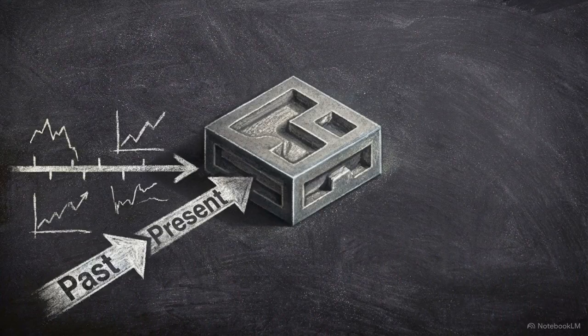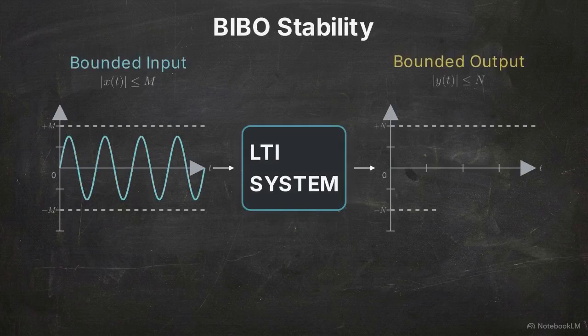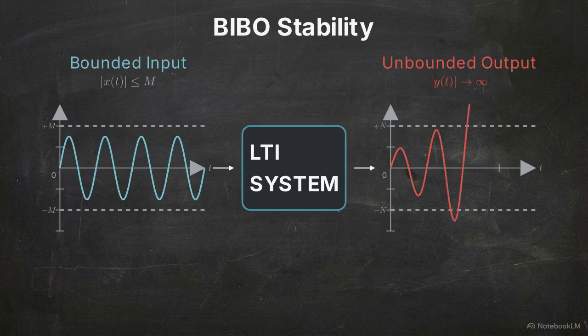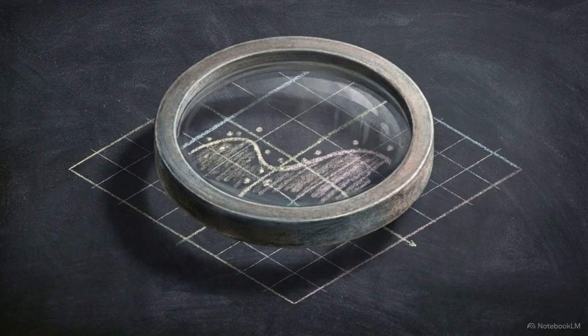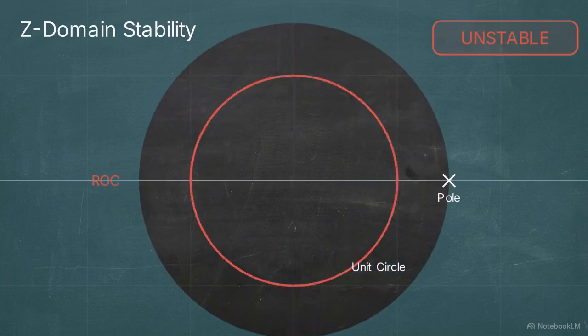For a discrete system to be causal, meaning its output depends only on present and past inputs, the ROC must project outward, existing outside a specific circular boundary. Stability requires a standard known as BIBO. Bounded input must yield bounded output, rather than growing exponentially until the system breaks. You can verify this visually. If the shaded region of convergence entirely encompasses the unit circle, the system is stable. If the ROC misses the unit circle, the system will eventually fail.